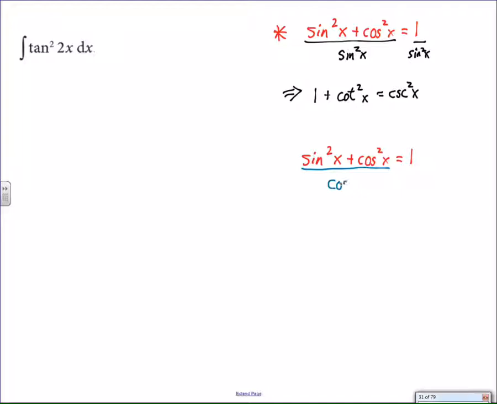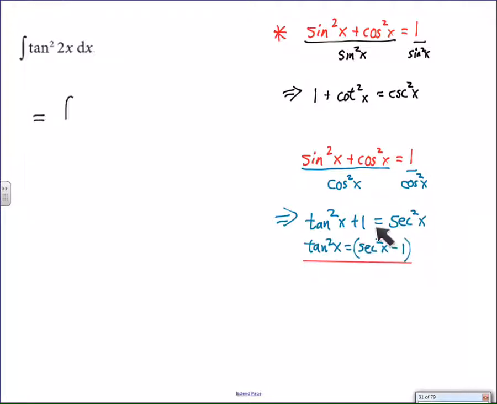If you take that same identity and divide by cosine squared, you are going to get the tangent squared of x plus 1 is equal to the secant squared of x. So now we have tangent squareds and secant squareds indelibly tied together, and cotangent squareds and cosecant squareds indelibly tied together, which is kind of nice because they also have companionship when it comes to derivatives.